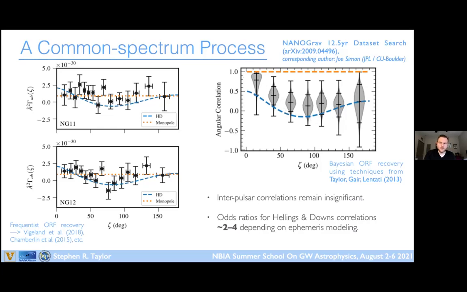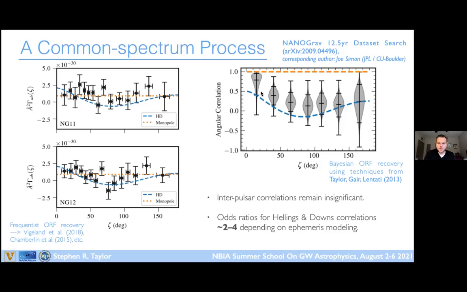The reason why we have such a broad uncertainty in this last angular separation bin is because we don't have many pairs there. In fact, if you had pulsars spread uniformly on the sky, then the distribution of angular separations goes as sine of the angular separation. What that means is that there are very, very few pulsar pairs at small angular separations. And there are very, very few pulsar pairs at large angular separations, at 180 degree angular separations.